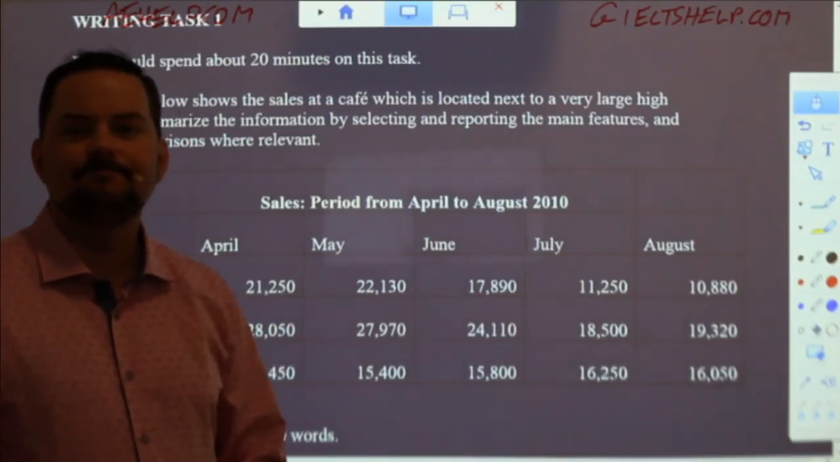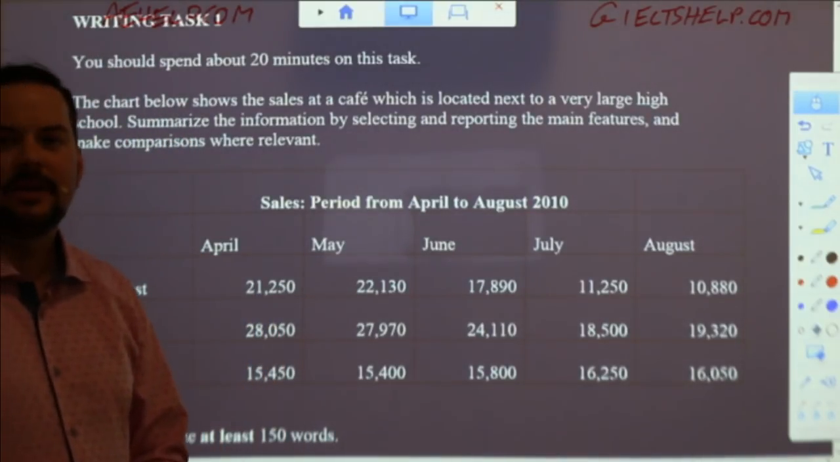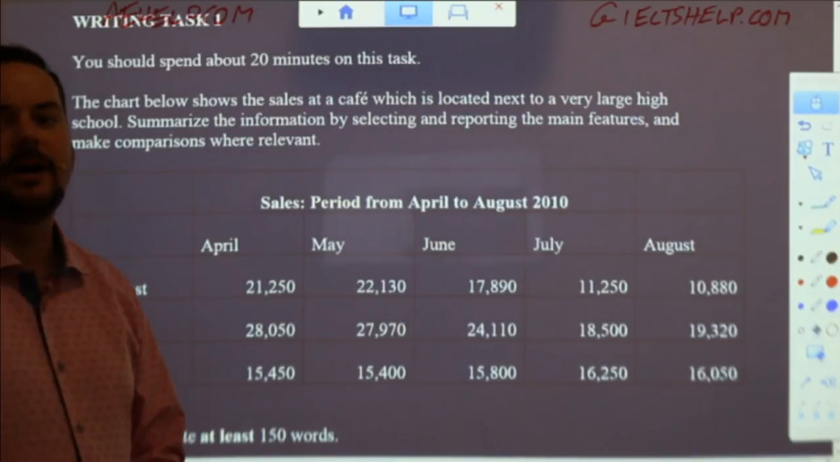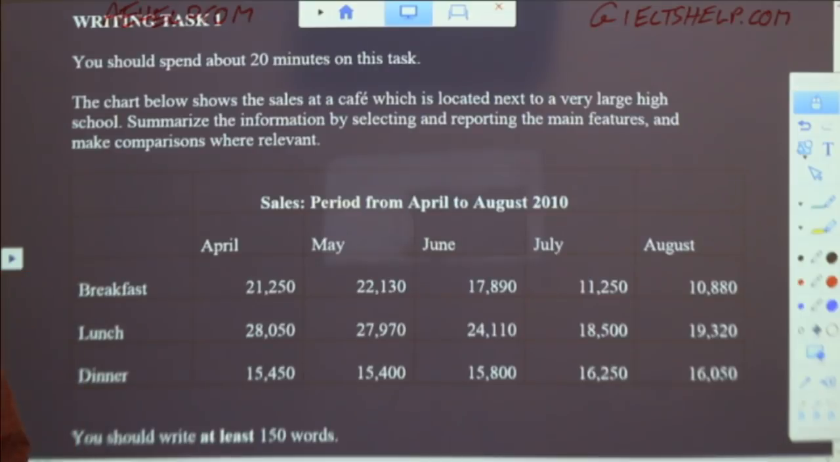Anybody? Yep, so I can say to recapitulate, or overall, or in summary. What can I say?